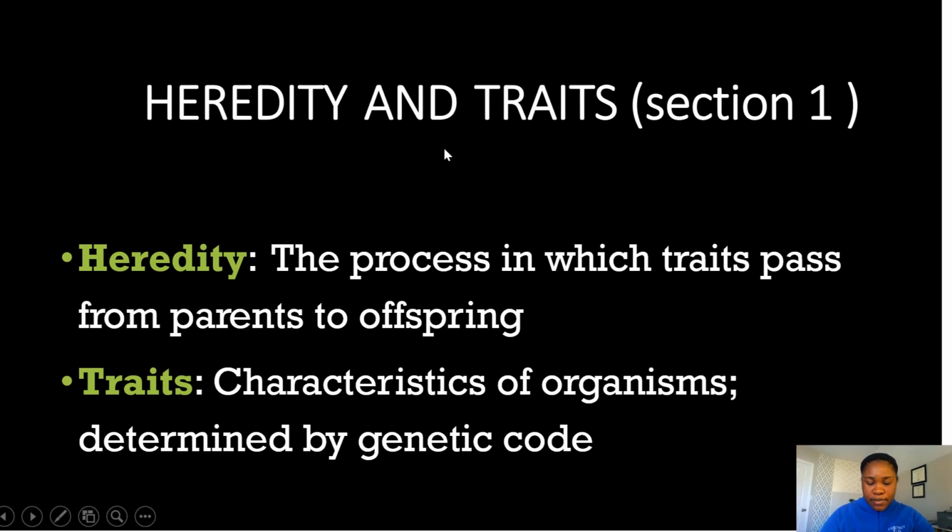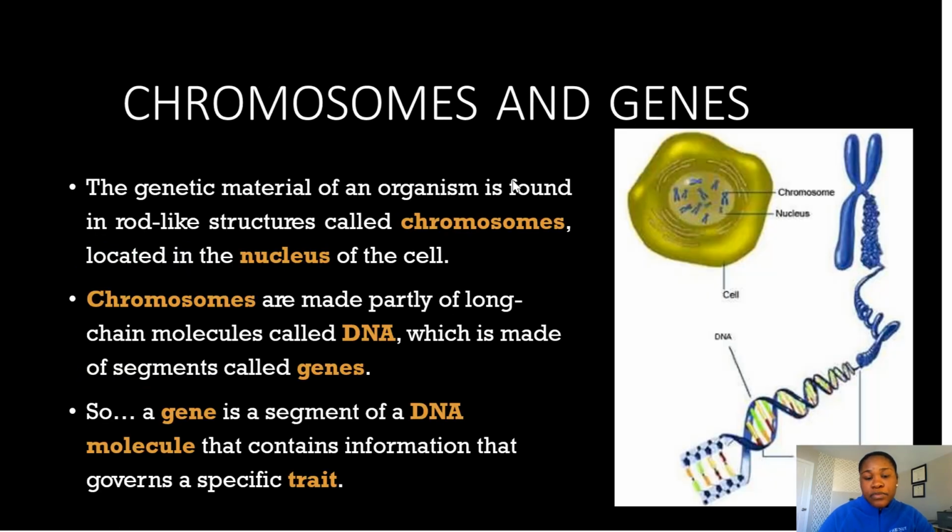So we're going to have to go all the way back to section 1. Section 1 is where we talked about heredity and traits. And just remember that heredity is a process of which traits are passed from parents to offspring, and traits are the characteristics that we see in organisms, and that is determined by their genetic makeup.